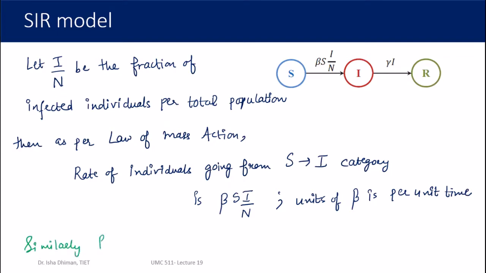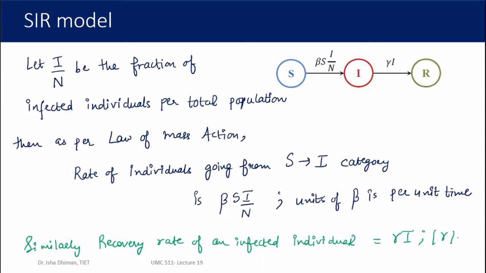And similarly, the rate of recovery of an individual from the infected class is gamma into I. Gamma units are also per unit time, that is the dimension of gamma. So beta and gamma both are rates. So rate means it's something per unit time. This many numbers are going from the susceptible to the infected class per day. So that's something like beta, and similarly there is a gamma. This many people are recovering each day, or whatever.